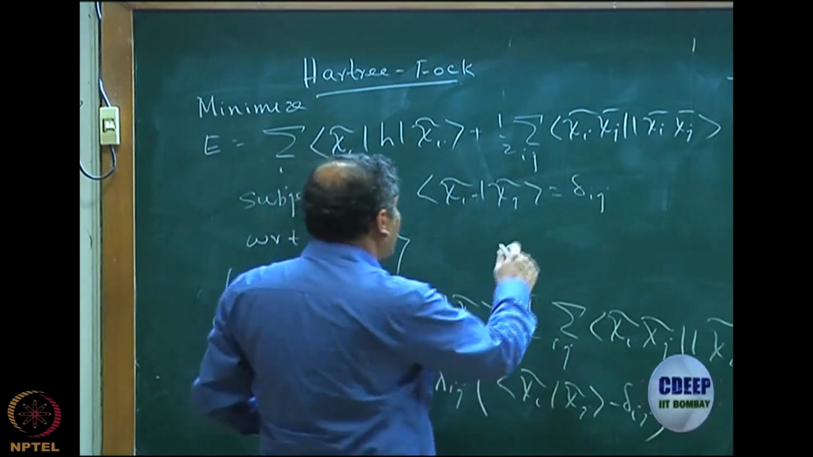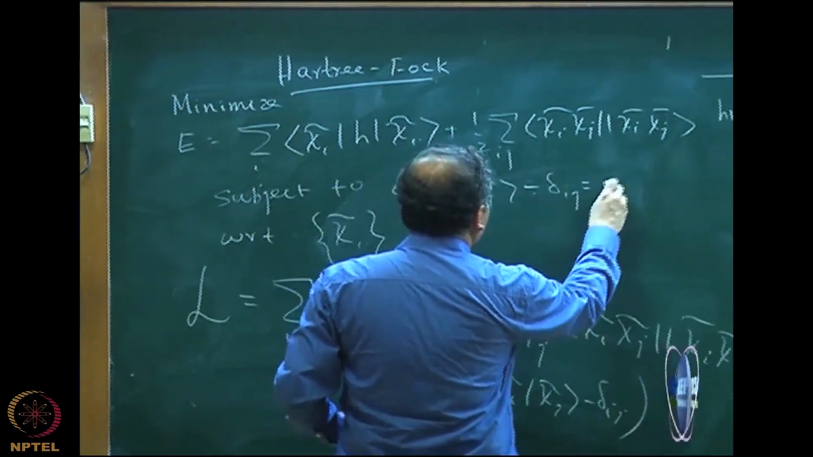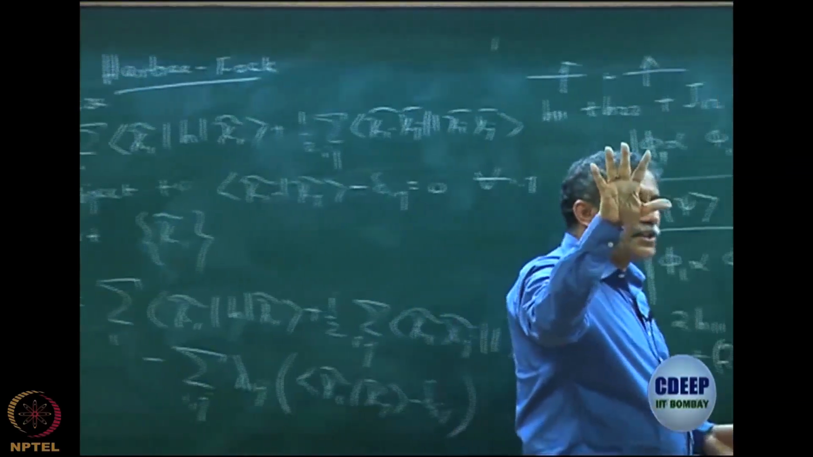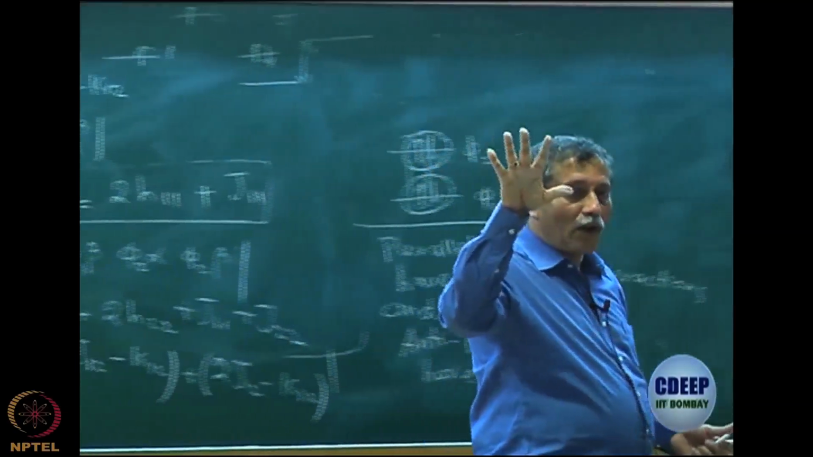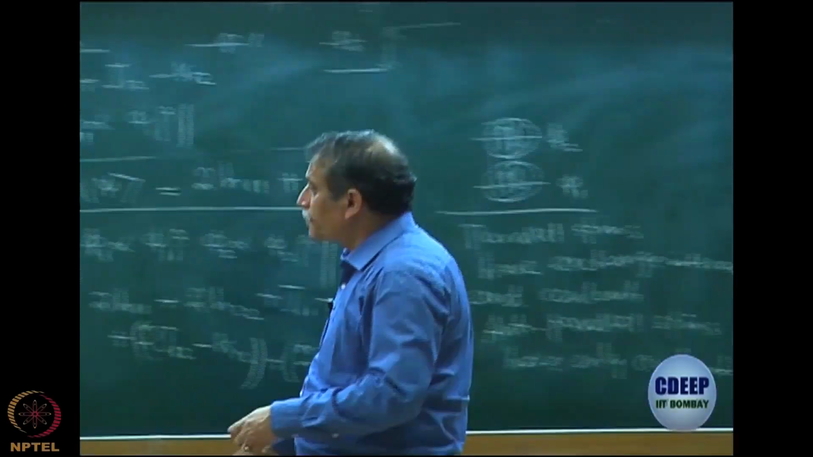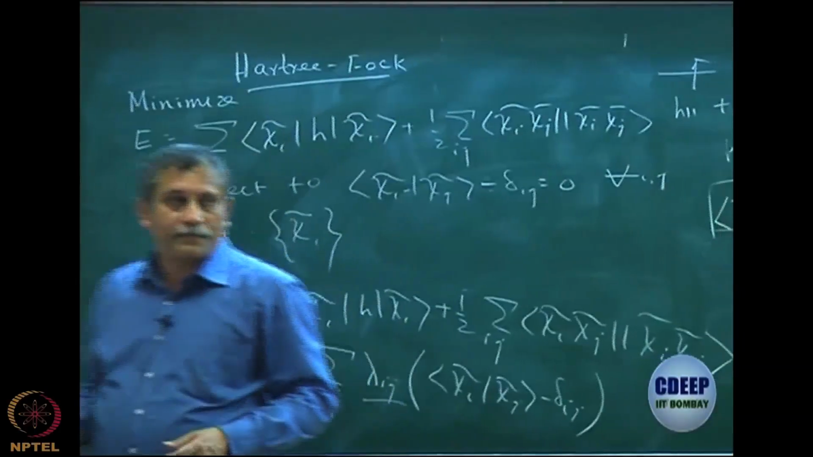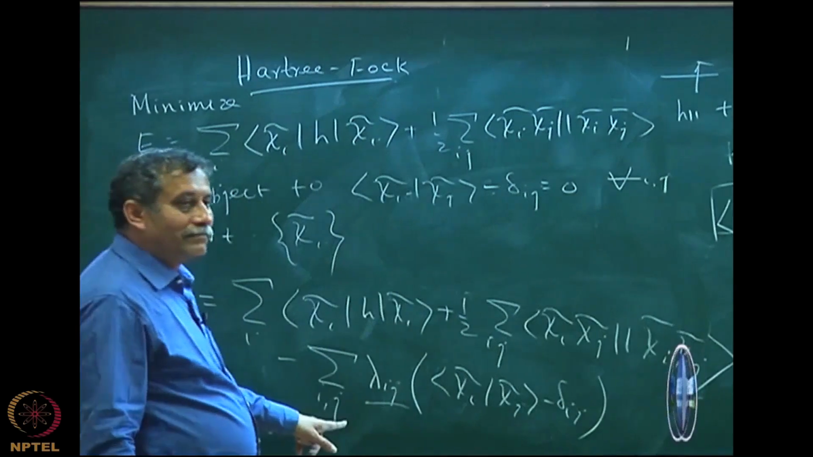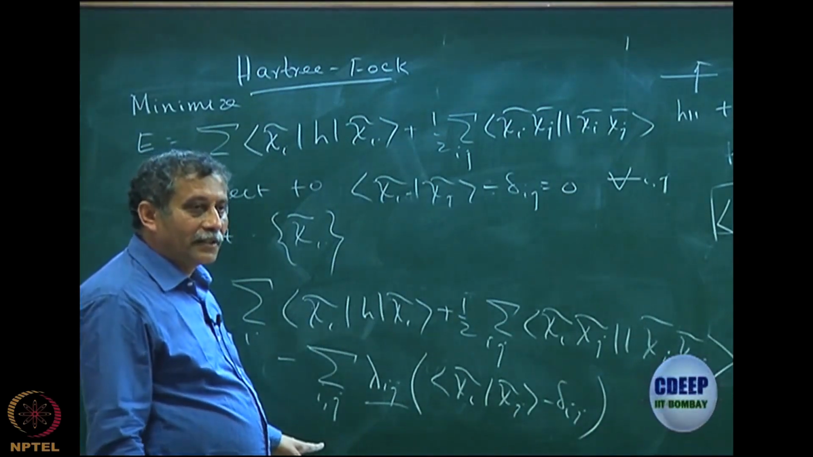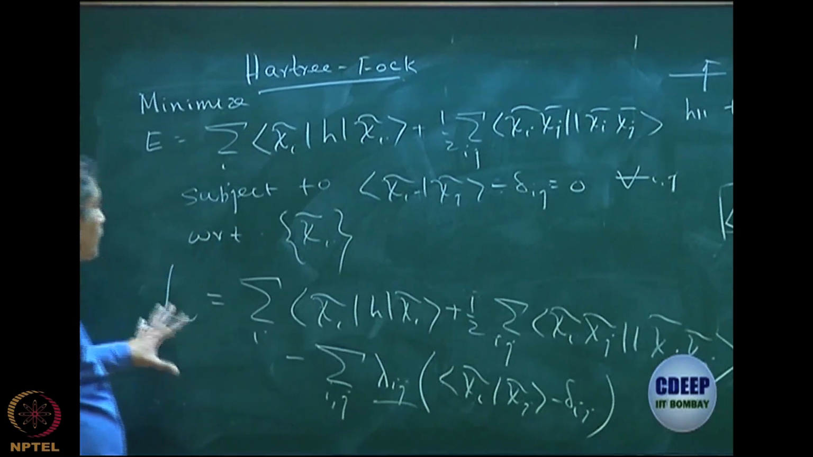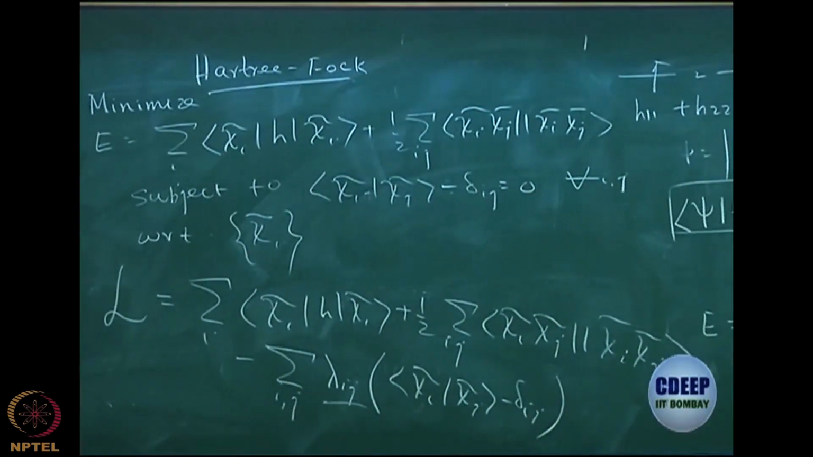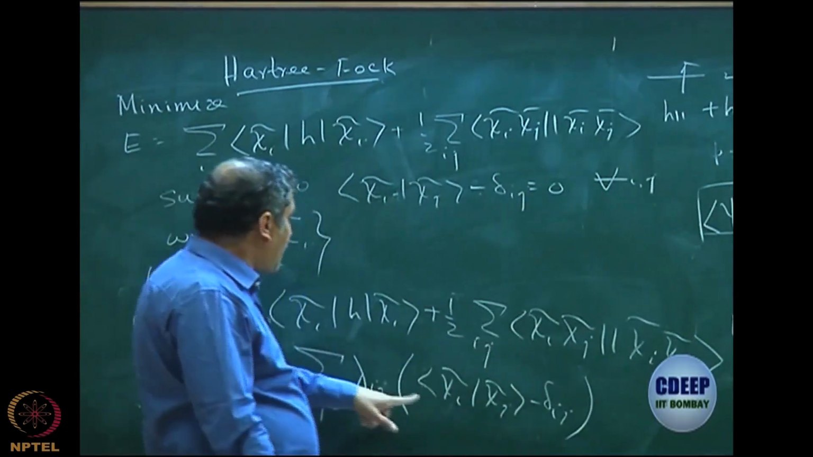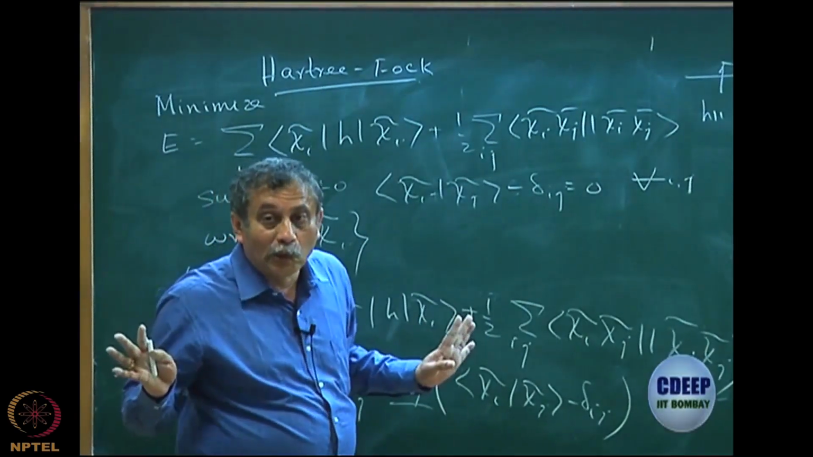So what is my condition here? That this minus delta Ij equal to 0 for all Ij. So how many conditions are there? N square, correct? All Ij, remember. So I will have one parameter for each of these. So that's why I have n square parameters. I am summing over all of them. Is this Lagrangian function clear? So this Lagrangian is something that I am going to optimize with respect to what? These chi I tildes as well as lambda Ij, because lambda Ij is something that I don't know.